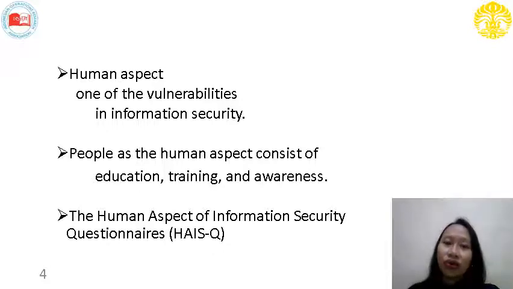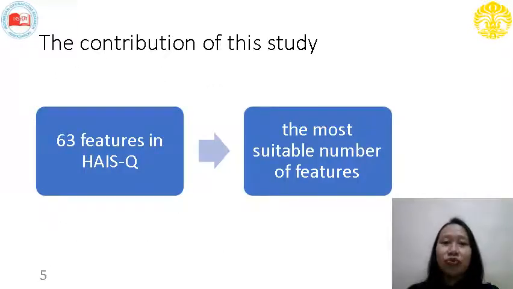In our work, we extended the use of the human aspect of information security questionnaires. Alternatively, we call it HAISQ. HAISQ is a tool for measuring, assessing, and increasing information security awareness in organizations. The contribution of this study is to reduce the features of the total 63 features used in HAISQ and then provide the most suitable number of features to be used in the next machine learning phase.